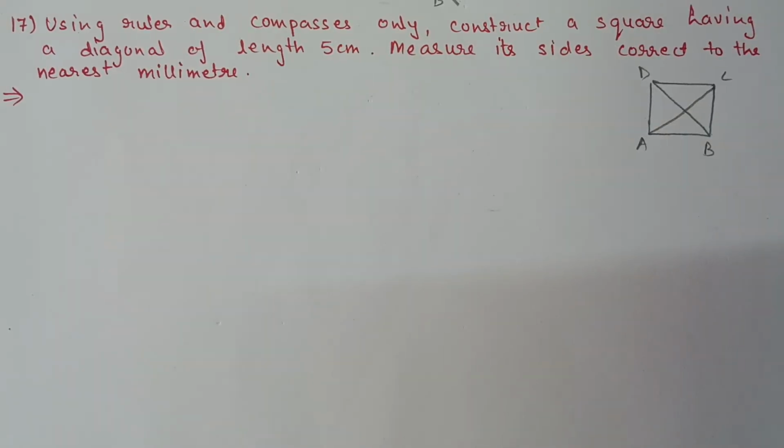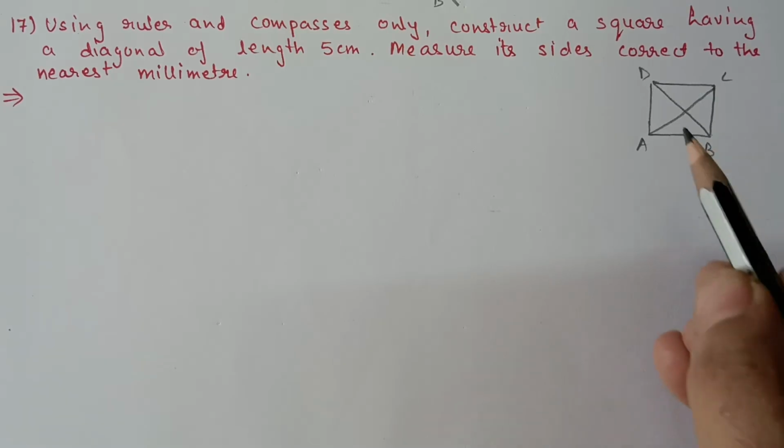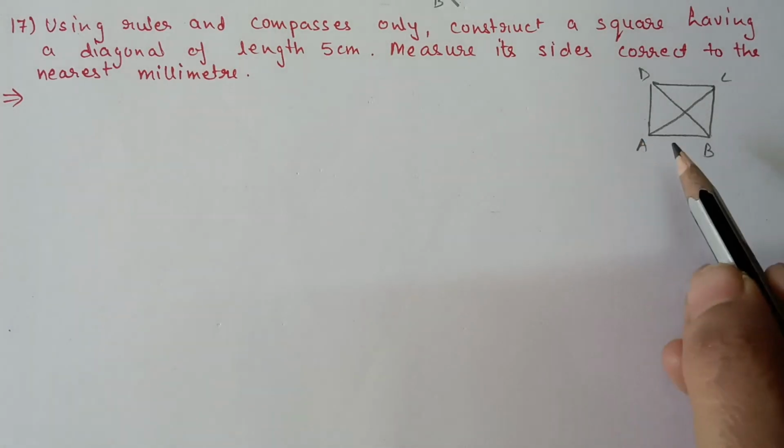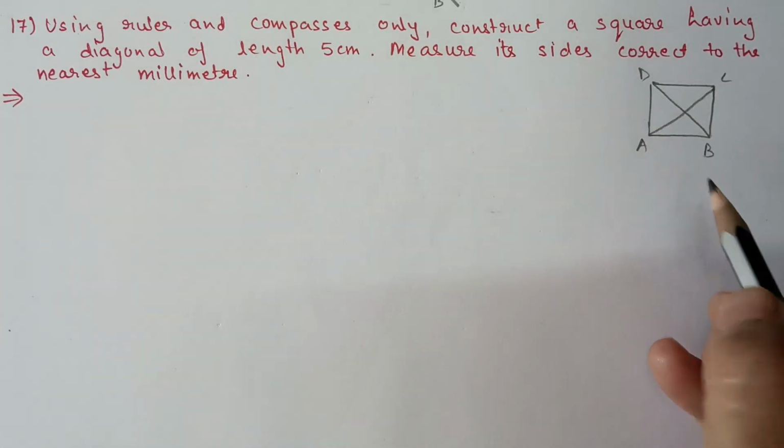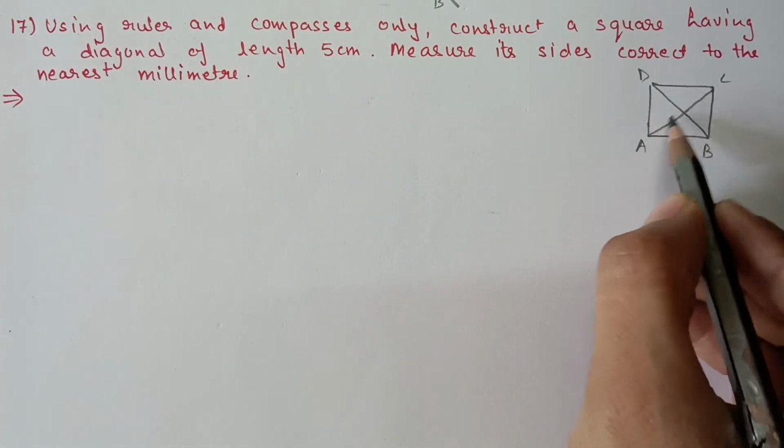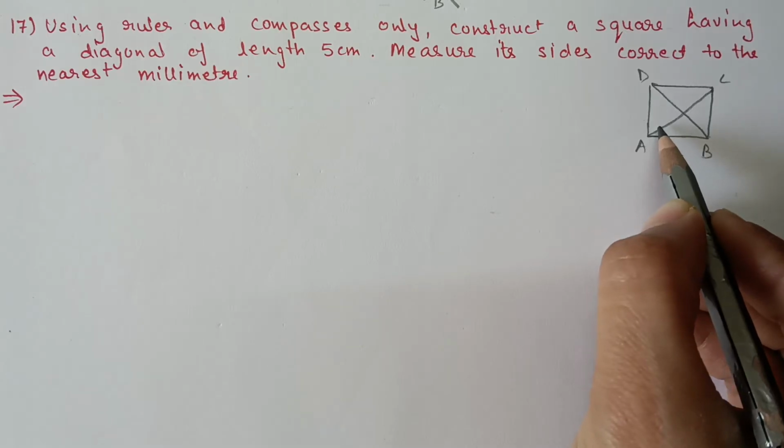Question number 17. Using ruler and compass only, construct a square having a diagonal of length 5 centimeter. Measure its side correct to the nearest millimeter. So first we will draw a rough figure ABCD. Diagonals are given 5 centimeter. So this diagonal and this diagonal both will be 5 centimeter.